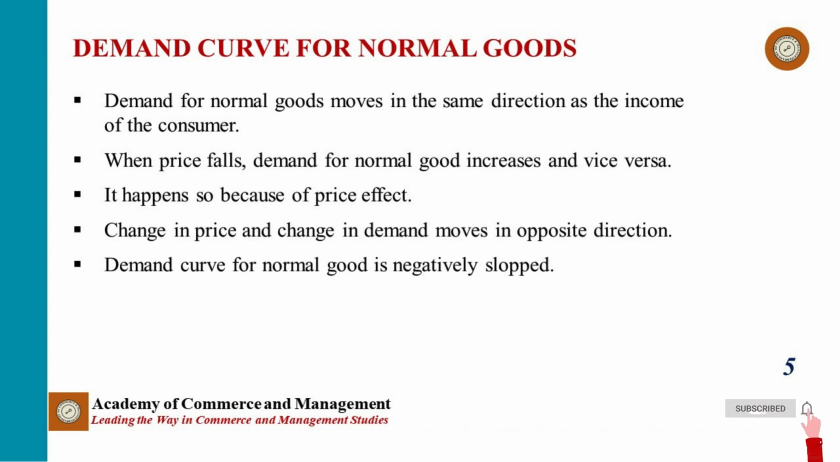The demand curve shows different patterns for different types of goods. First of all, let us examine the peculiarity of demand curve for normal goods. Consumers' demand for normal goods moves in the same direction as the income of the consumer. That means, when price falls, demand for normal good increases, and when price increases, demand for normal good falls. It happens so simply because of price effect. Thus, change in price and change in demand moves in opposite direction. That is, demand curve for normal good is negatively sloped.